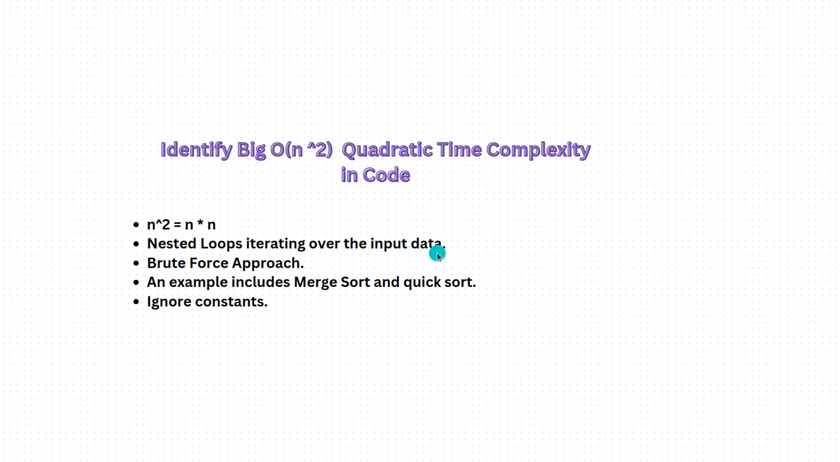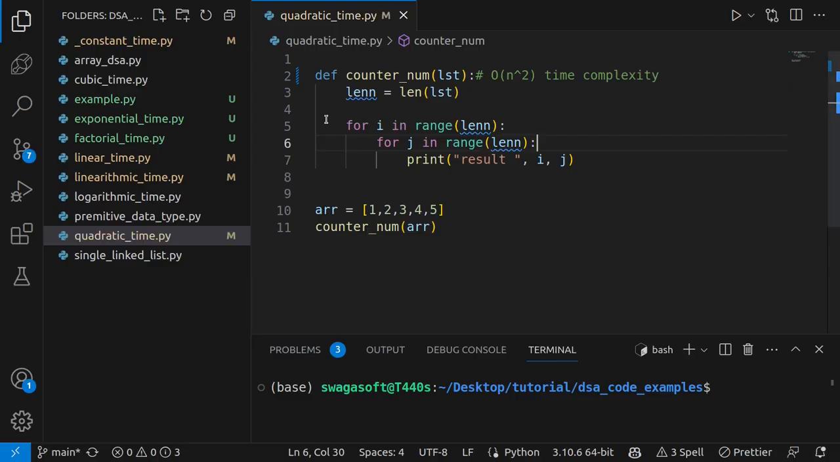The input data. All right, so if we go to the code, I have this code here, where counter norm is the name of the function, right?